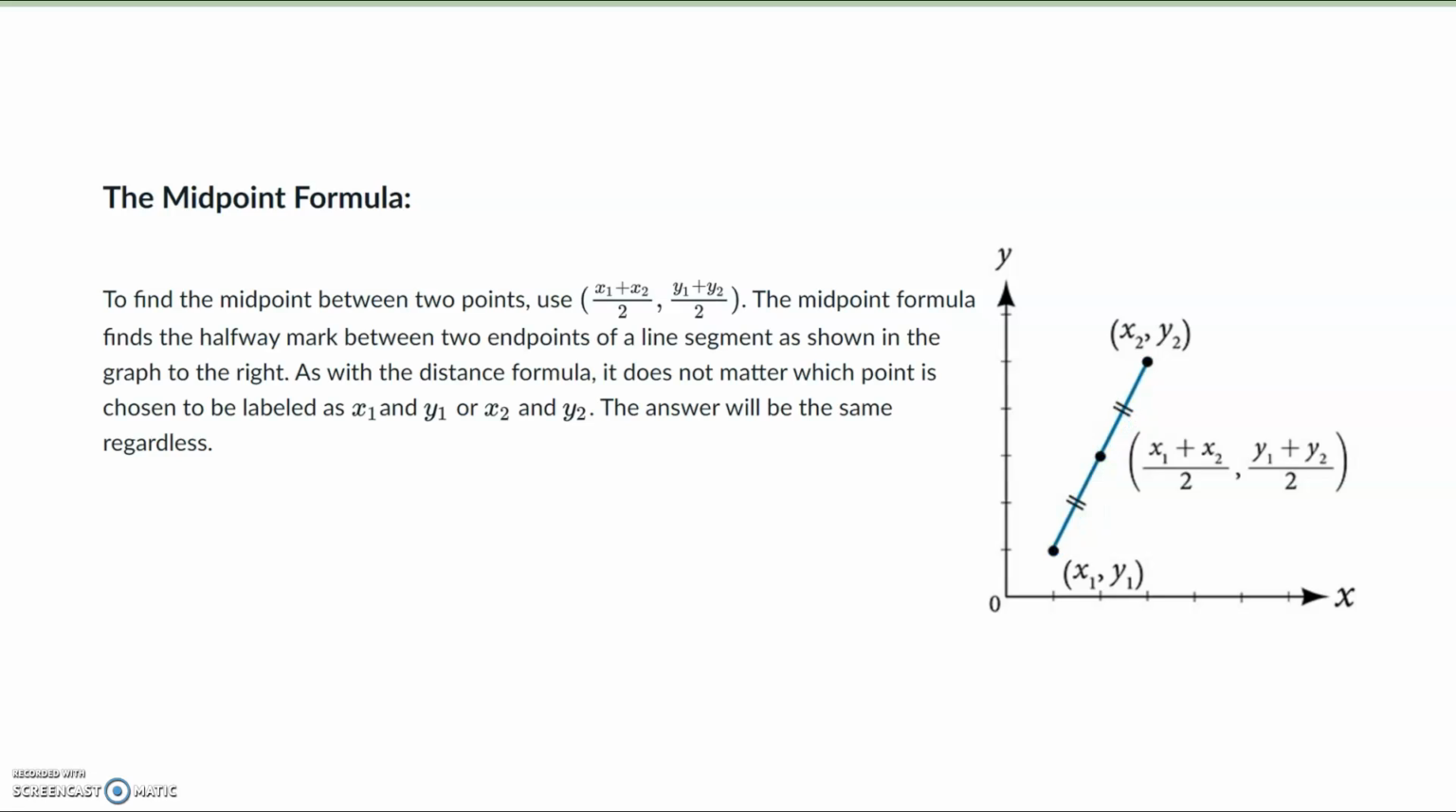The formula that we need to use to find the midpoint of a line segment is right here. Basically you add your x values, divide by 2, and then you add your y values and divide by 2, and you make it into an ordered pair. Notice you've got a comma between them, so that's just an ordered pair. It does not matter which point is labeled as x sub 1, y sub 1, and which point is labeled as x sub 2, y sub 2. Your answer is going to come out the same regardless of what point you choose.